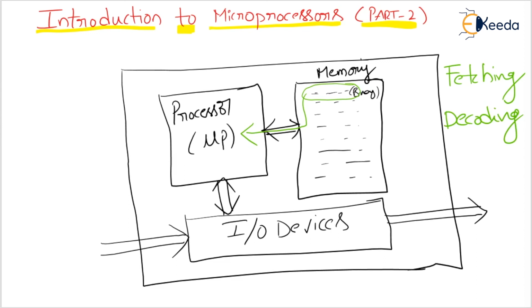Many students will again answer wrongly here. Decoding means, sir, converts assembly language to machine language. Sir, high level language to low level language. No, not at all. Now I will clearly explain what is meant by decoding.